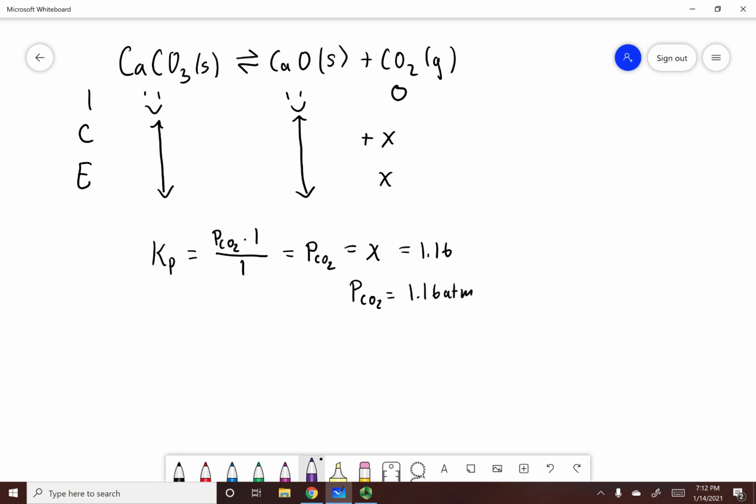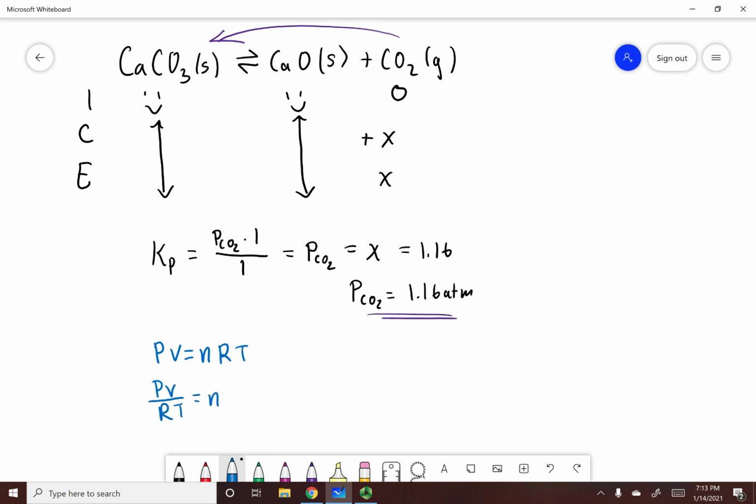Now ultimately in this problem, what we want to know is the amount of calcium carbonate that decomposed to produce this pressure. So we found out information about a product and we want to relate it back to a reactant. What that means is we should convert our information into moles. To do that, we're going to use the ideal gas law. PV equals nRT, so PV divided by RT is going to get me moles.